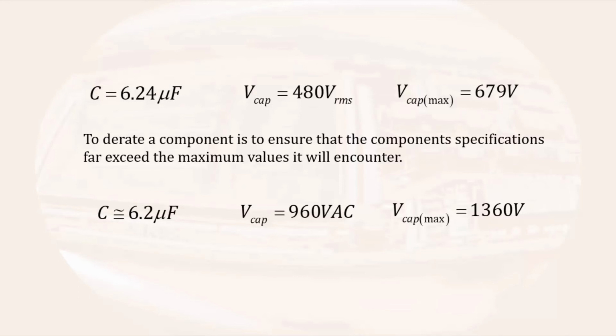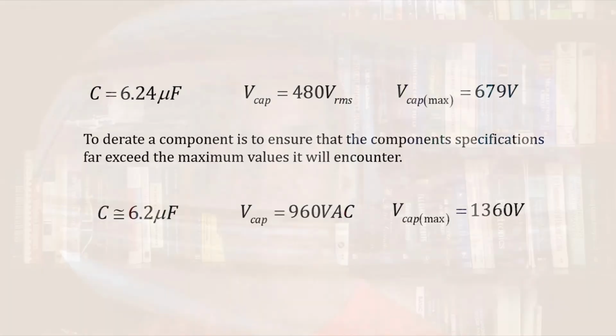In this case, we now need a capacitor that is about 6.2 microfarads that can handle 960 volts RMS or 1360 volts peak. Take a couple of minutes to find such a capacitor. If you find it, look at the price. We probably want a better solution. I would love to point you towards that solution, but I think we'll have to wait for the next video.